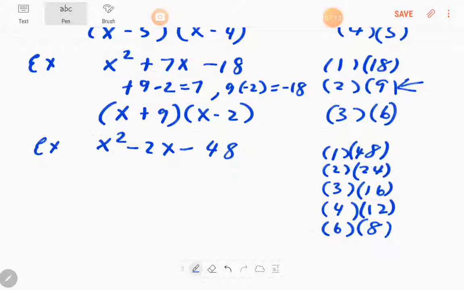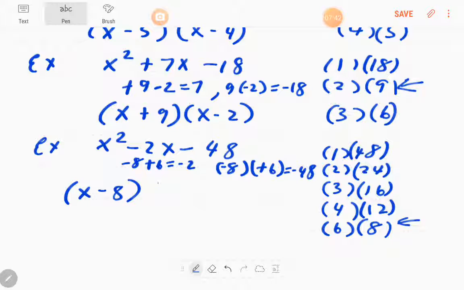So for the middle term we go with the bigger of the pair, so we're using this pair. So we're going to use a minus 8, and a plus 6 would give us minus 2. And then if we have a minus 8 times a plus 6, that's equal to minus 48. So this pair works. So we have x minus 8, x plus 6. Okay, that's it for this video.